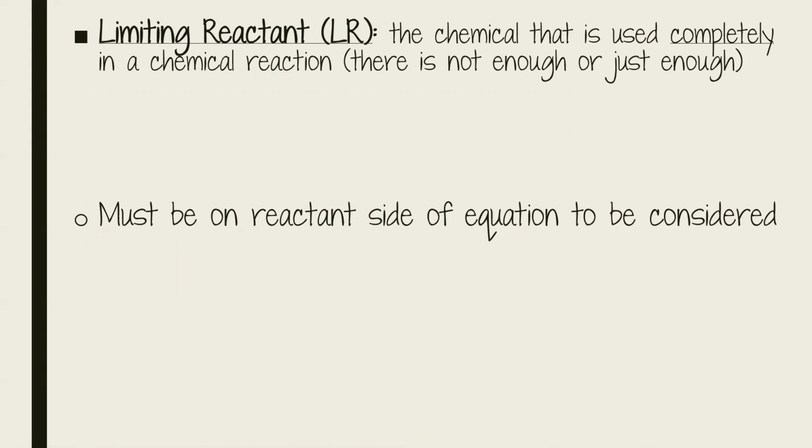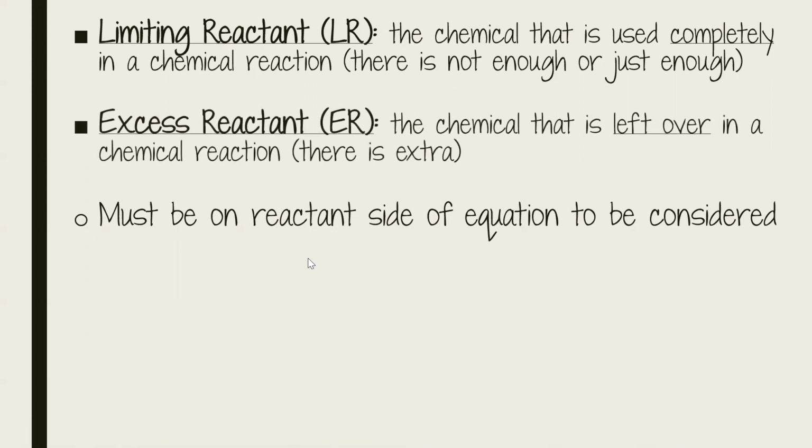And then on the other side, you have the excess reactant, which like I said, I abbreviated ER, but I've seen people abbreviate it XR. It doesn't really matter to me. It's whatever you're going to remember. The excess reactant is exactly what it sounds like. It is left over. It does not get completely used, so there's extra. There's an excess of it. And remember, reactants are the starting materials. They're to the left of the arrow. So if you have multiple reactants, you have to figure out at least what the limiting is. And you'll see why in a minute.